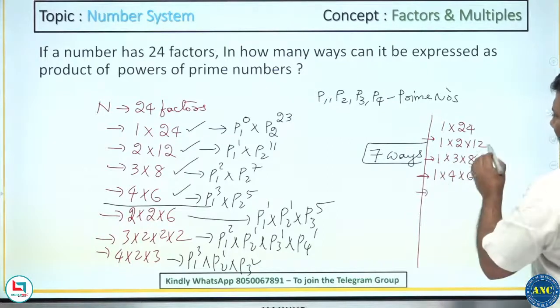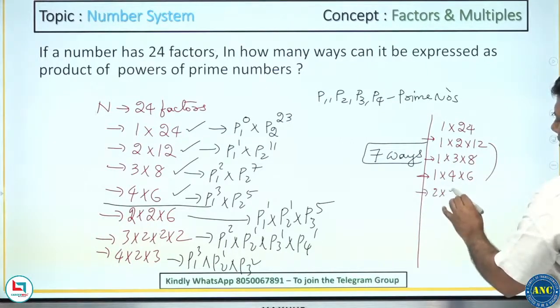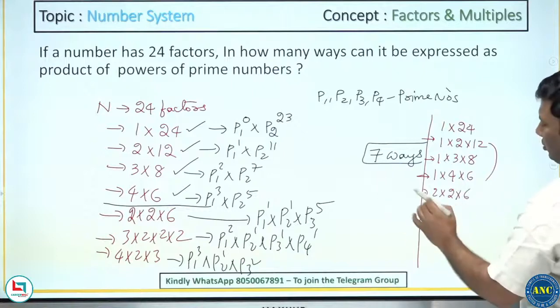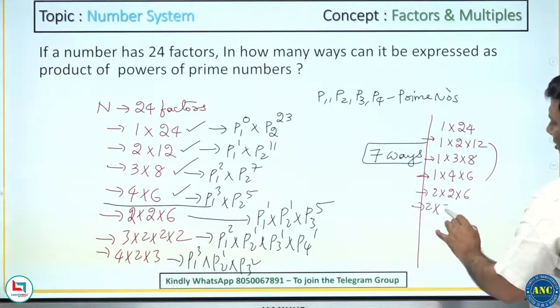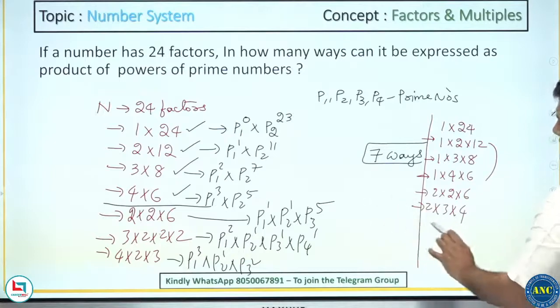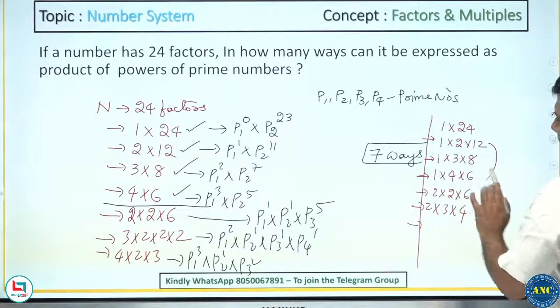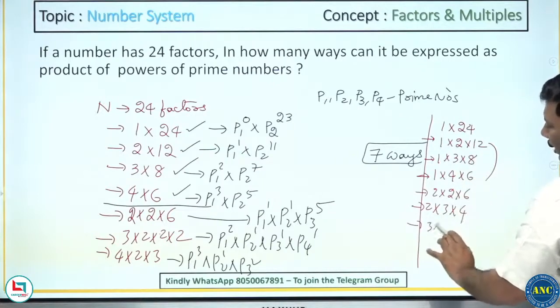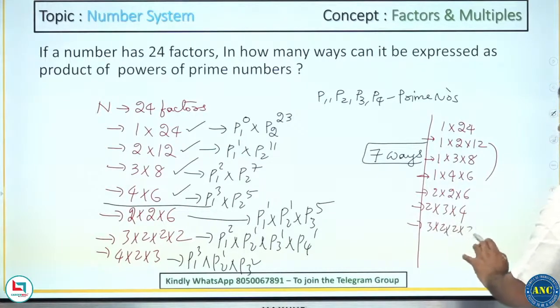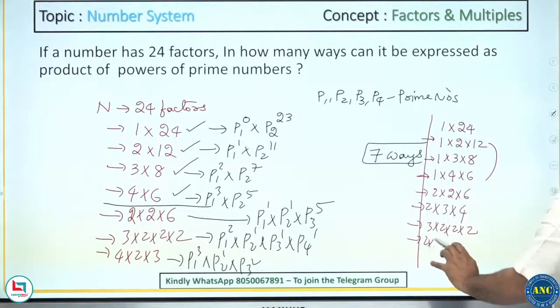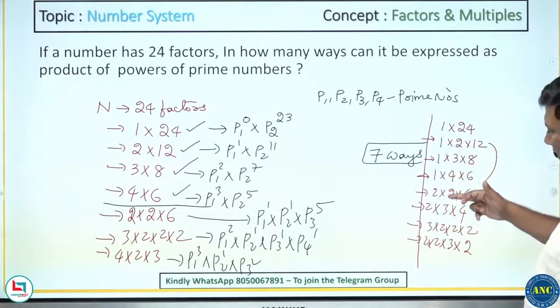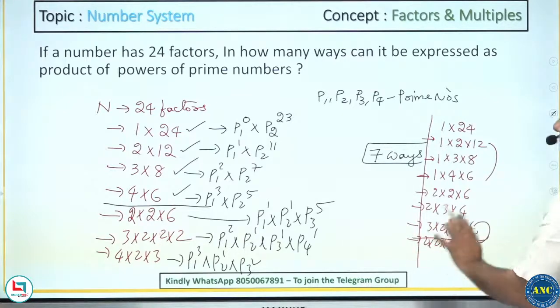Next I will take from this 12. 12 is 2 into 6: 2 into 2 into 6. Yes. Next it is 3 into 4: 2 into 3 into 4. We took it. I hope it is clear, right? Next it is 3 into 8. 8 is 3 into 2 into 2 into 2. 4 is 2 into 2 and 3 into 2. 1, 2, 3, 4, 5, 6, 7, 8. There is one case which we got repeated, so I eliminated it.